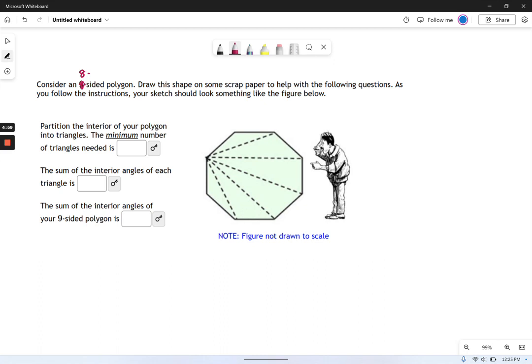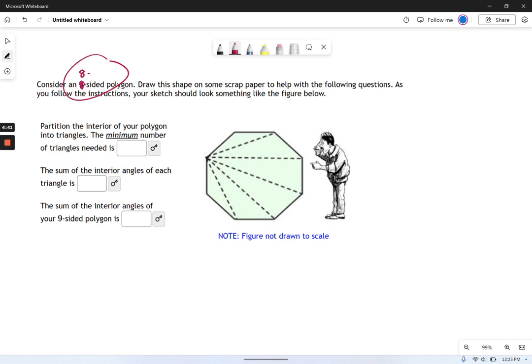Nobody expects you to know what the sum of the interior angles are of an 8-sided polygon, or a 12-sided polygon, or a 23-sided polygon. But we do expect you to be able to figure it out based on what you know about triangles. Now you can divide any polygon into triangles the way I've shown in this picture right here.